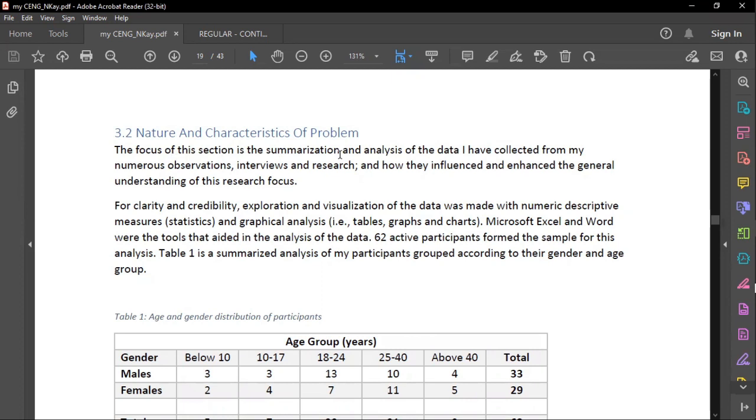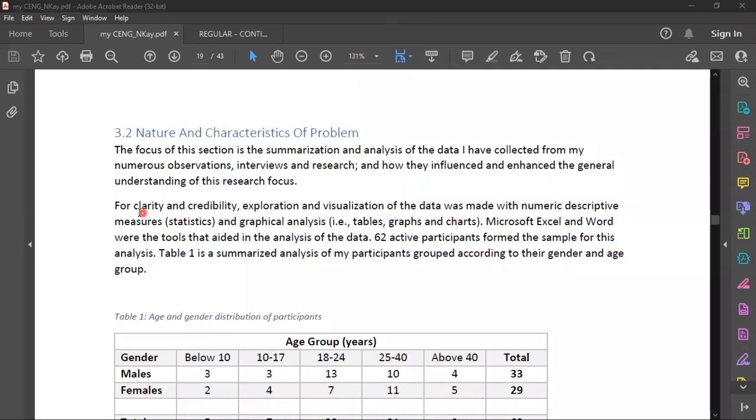And then he also gave key features and what? Characteristics, key features. Look at something. He said something like, for clarity and credibility. Let me put a spotlight here. So he said, for clarity and credibility, exploration and visualization of the data was made with numeric descriptive measures, that is statistics and graphical analysis. Do you get it? Good.